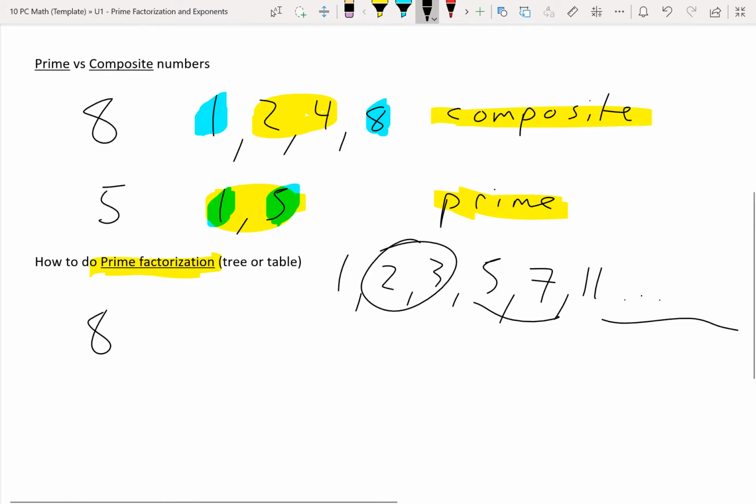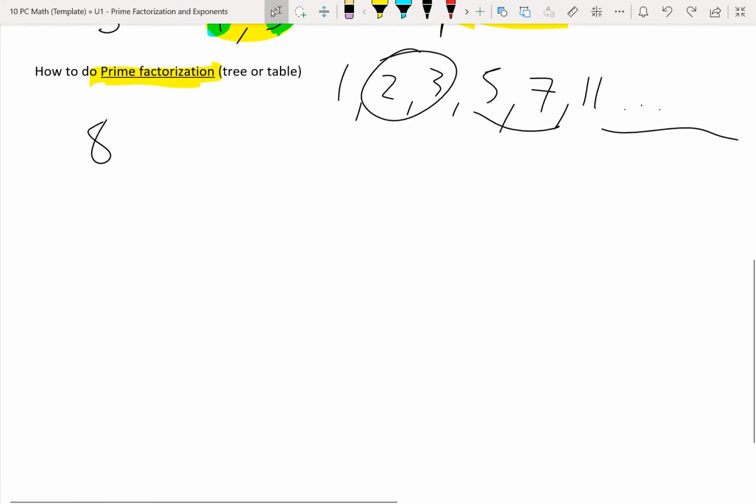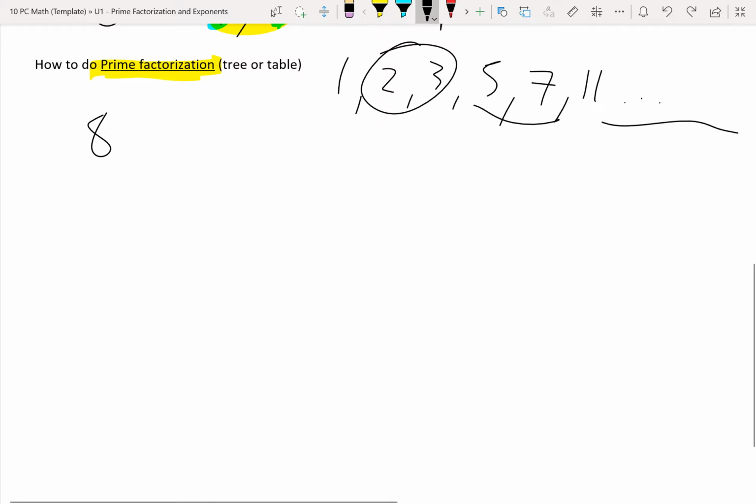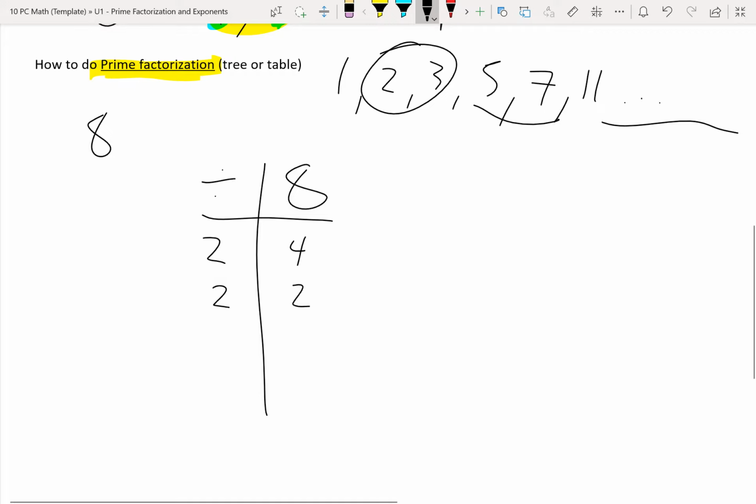There are two methods we can do, the tree and the table. I'm going to do the table first because I kind of like it. It's more straightforward. Start with your number. You make a big grid like this. Then in this box, you divide by a prime number, usually 2 or 3. So I divide by 2, and whatever's left, I put here, 4. Then you divide whatever's left again. I divide by 2, it gave me 2. Then you can divide again by 2, it gives you 1. Once you've done that, you've got all your prime factors.